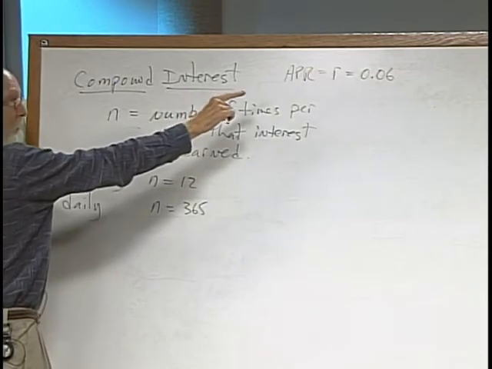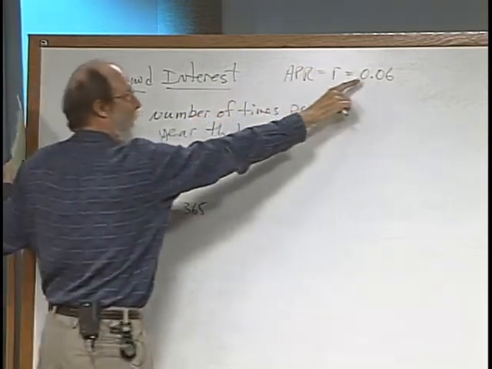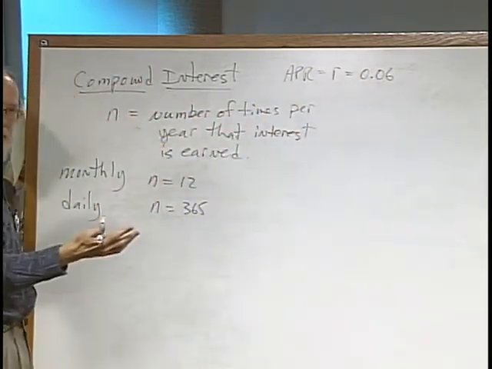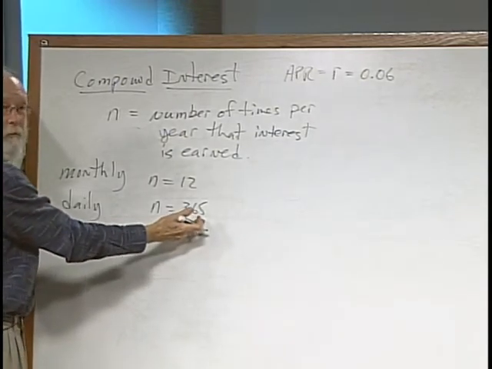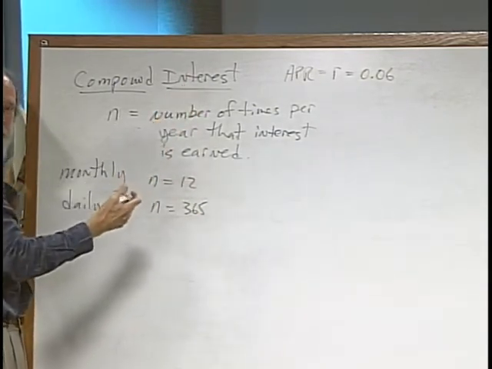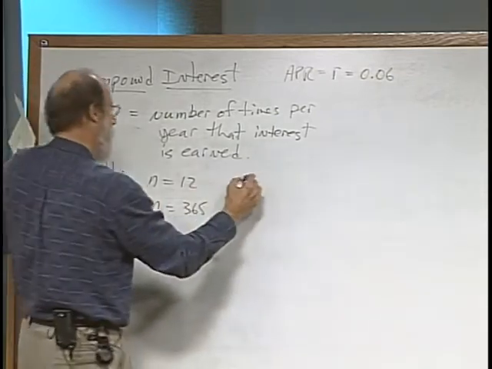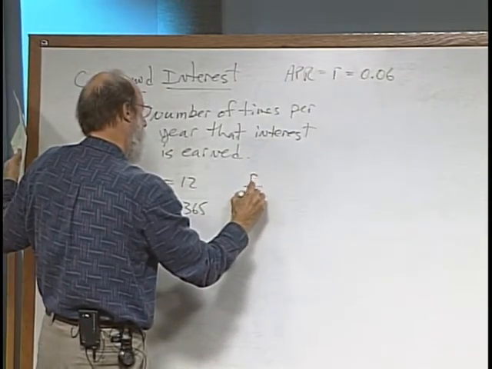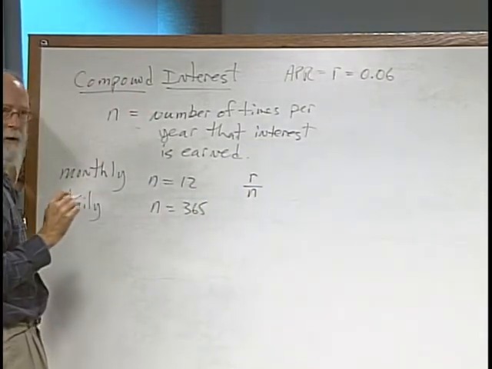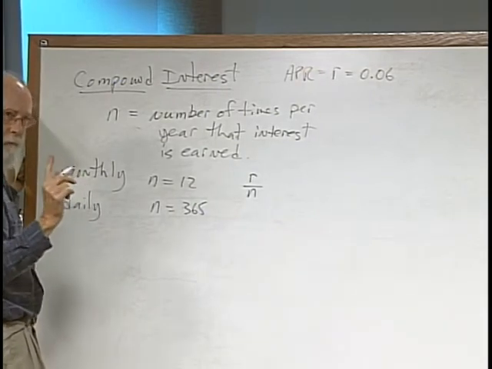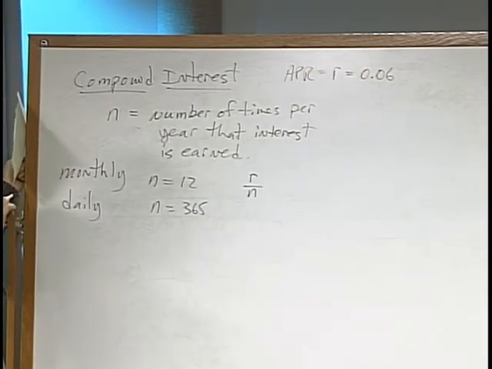So how much are they going to give you, say, every month? Wouldn't they give you only a 12th of your annual percentage rate, or 365th of your annual percentage rate every day? Okay, so what you're going to be getting typically is R over N, for each compounding, for each time you're going to get your interest earned.